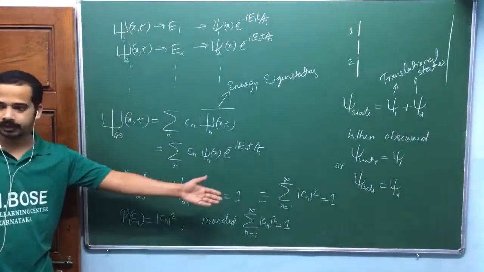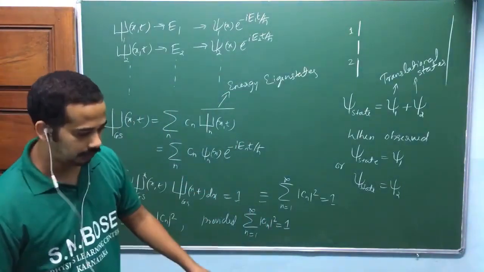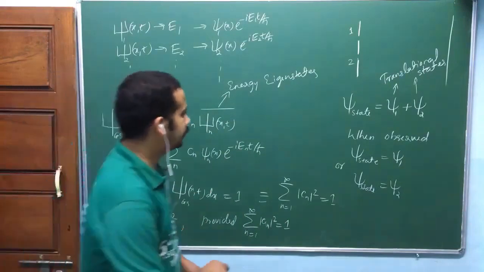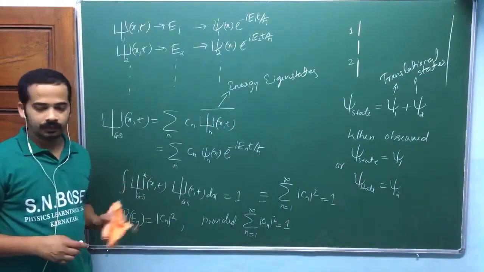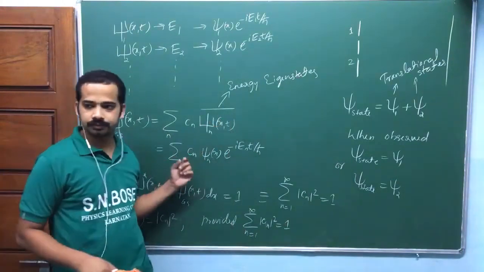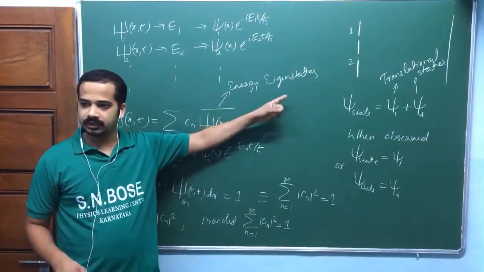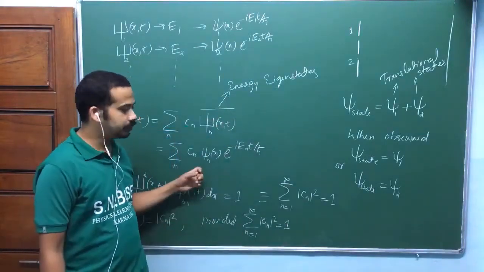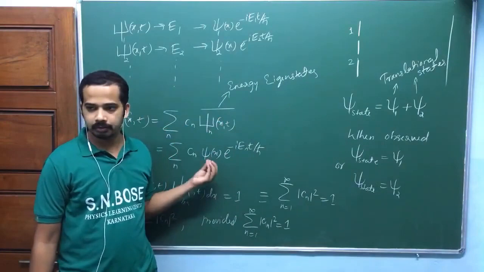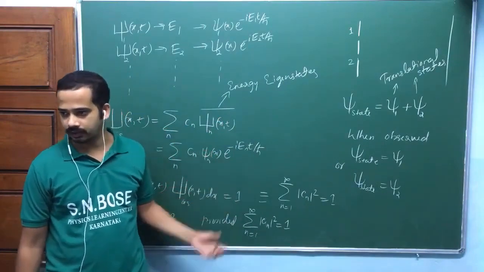That means total probability equal to 1. Okay, once you get this probability definition, is that clear? Any question here? Can you compare these two? That is also a superposition state, a superposition of translation states. This is a superposition of energy eigenstates, or a superposition of different definite energy states.